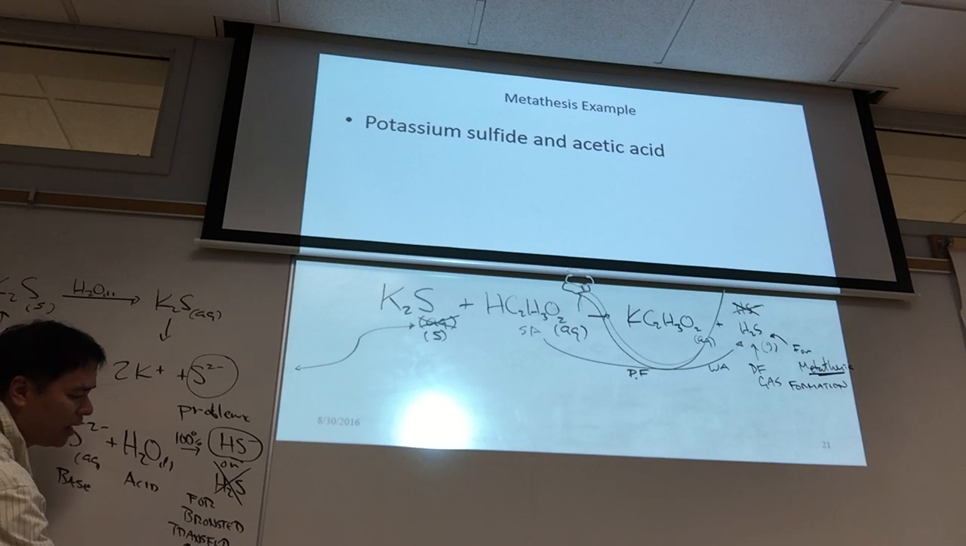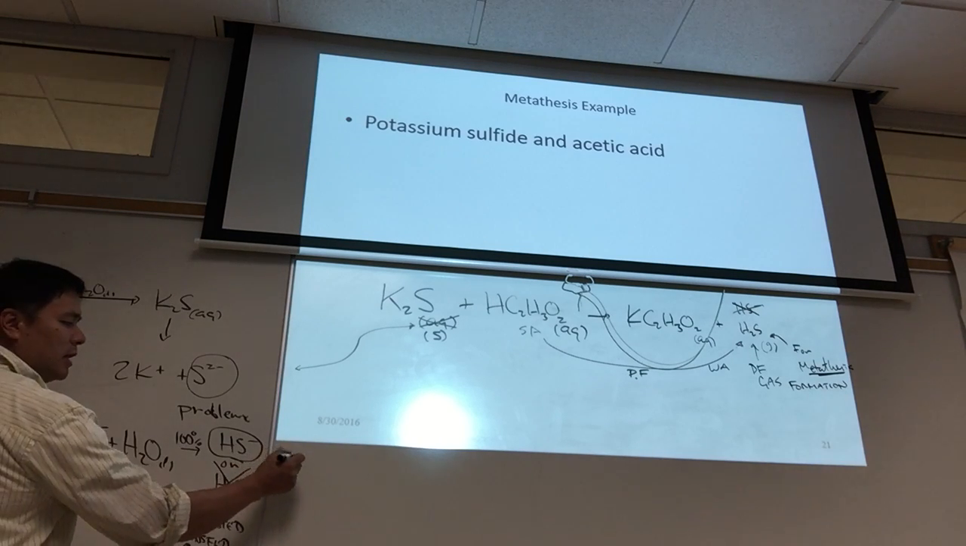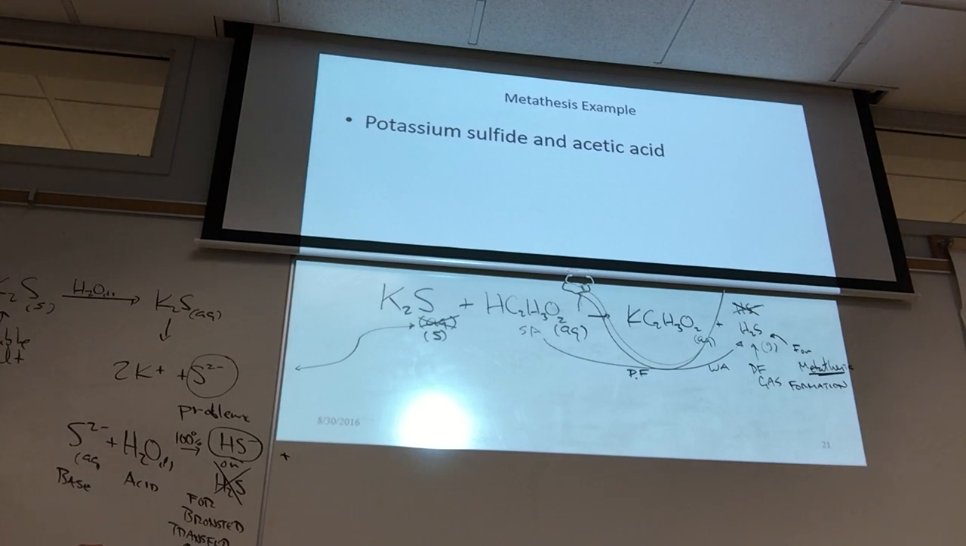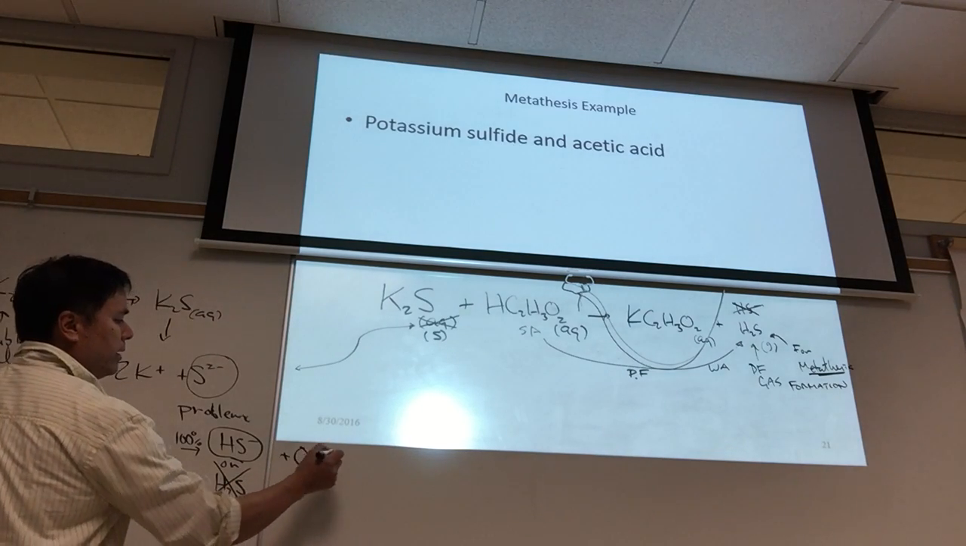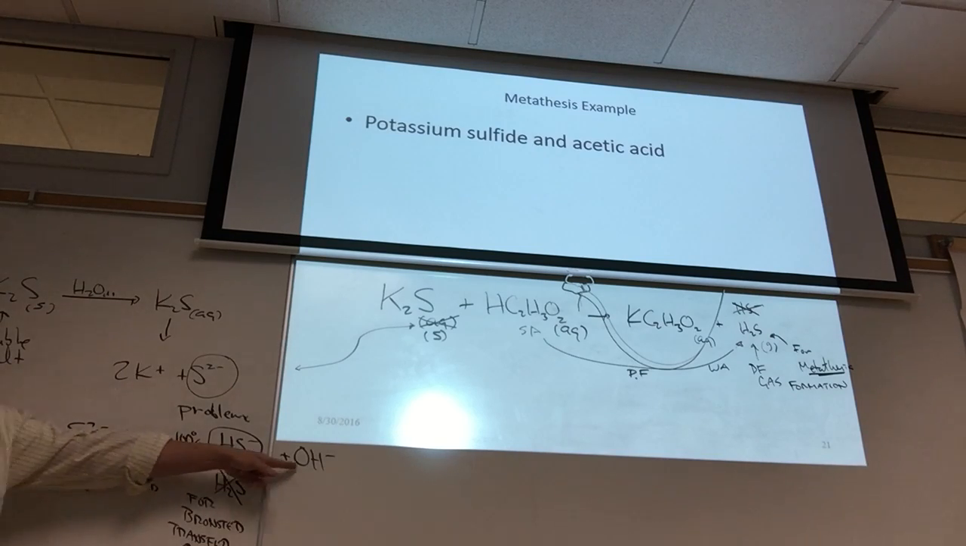We're going to keep it simple right now. Then we'll get more complicated later. We just transfer one, and so it's going to form HS minus plus, what else? Hydroxide. And so this is going to happen 100%. We aren't going to get sulfide in water. We can't. Because the sulfide will attack the water to form hydroxide.